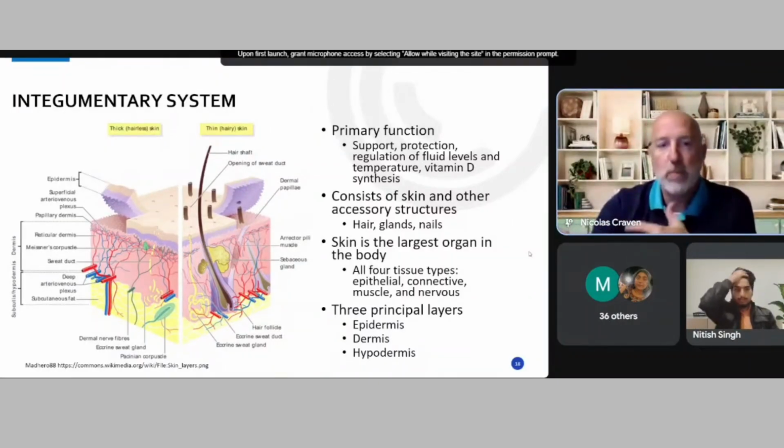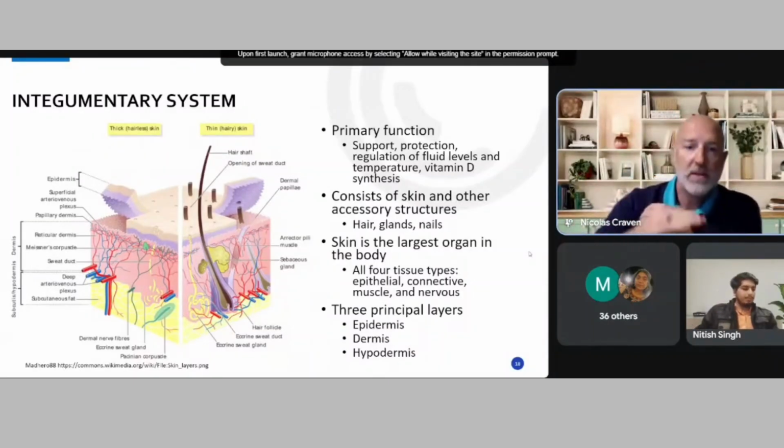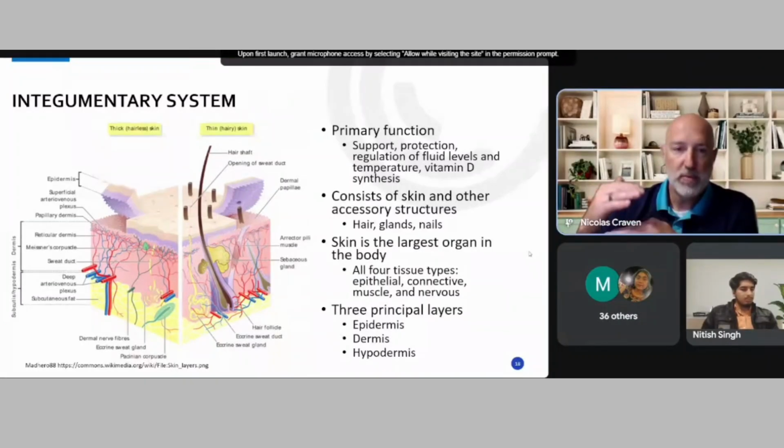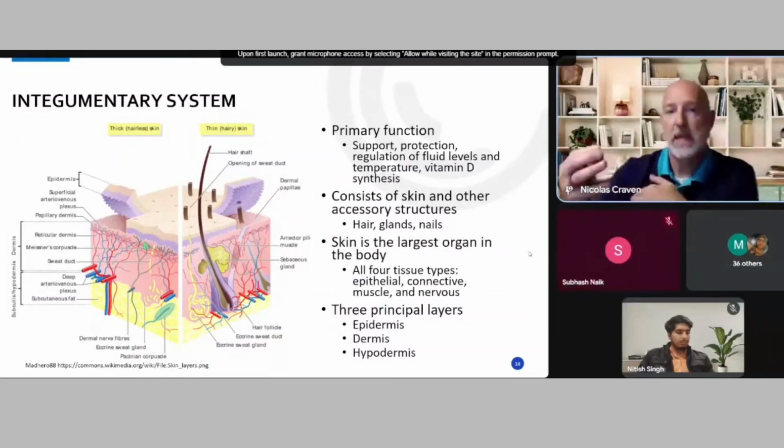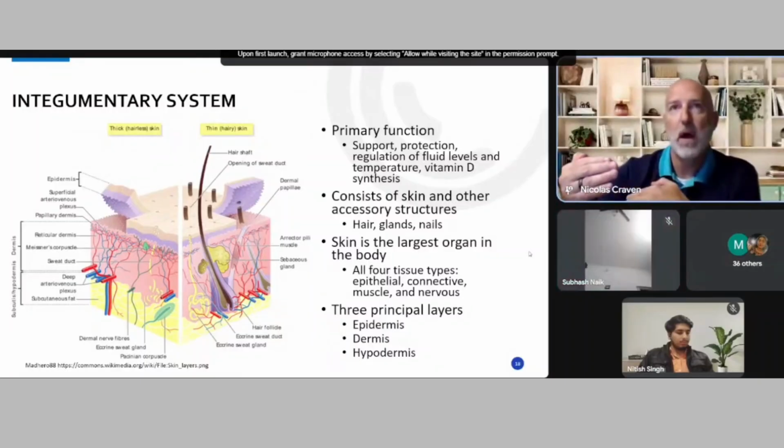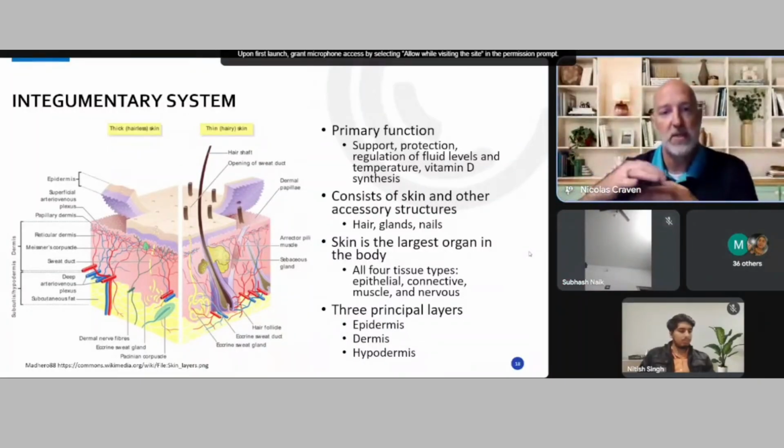Some will say there are only two, but I like to refer to them as three, where you have the epidermis, which is the most superficial, the dermis, which is in the middle, and then the hypodermis, which is the deepest part of the integumentary system. The hypodermis is the one that usually gets left out, because it's kind of a transition between the integumentary system into the more deep areas within the body.